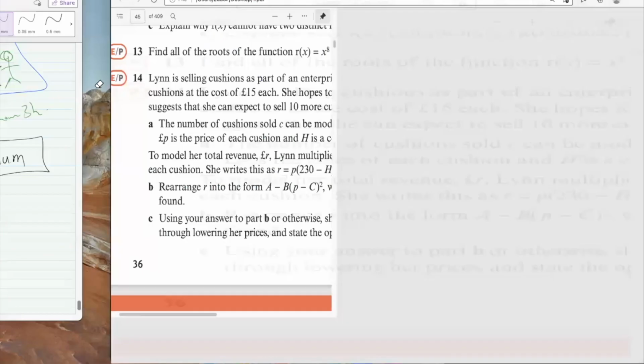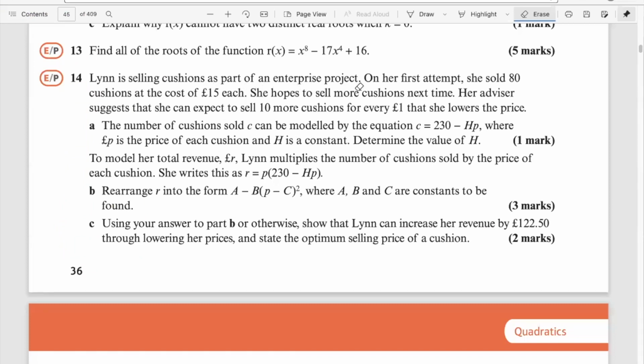Okay. Lynn is selling cushions as part of an enterprise project. On her first attempt, she sold 80 cushions at a cost of £15 each. So her total is 80 times 15. She hopes to sell more cushions next time. Her advisor suggests that she can expect to sell 10 more cushions for every £1 that she lowers the price. If she is lowering the price, the new price must be 14. It was 15, so now it must be 14. And if she's selling 10 more, we are expecting this.